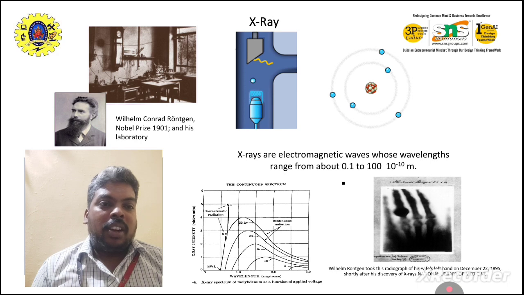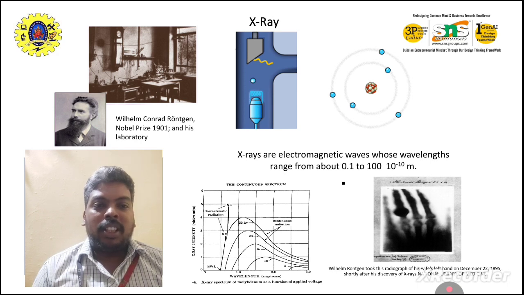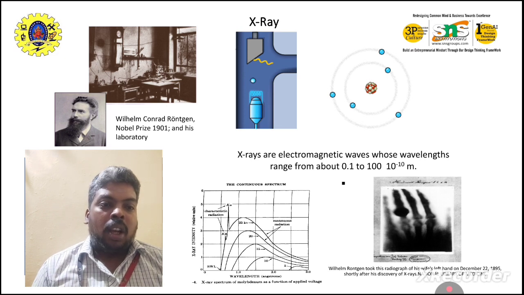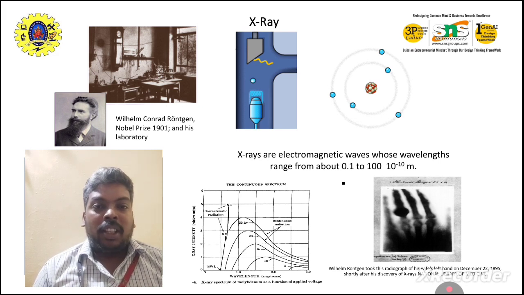In the bottom right you can see the first X-ray image, which is of William Roentgen's wife's hand. You can see the golden ring on her finger. This was the first X-ray image captured by William Roentgen, taken on December 22, 1895 at his laboratory, National Institute of Medicine. That is very useful for X-ray use nowadays.